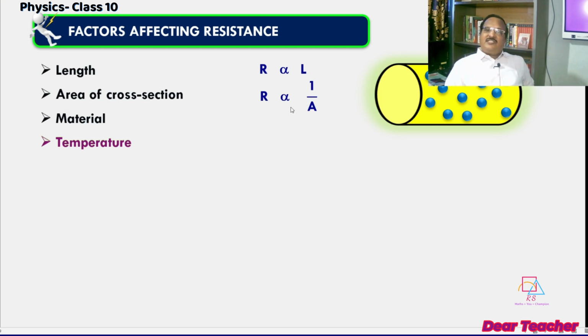Resistance is inversely proportional to area of cross section. Area of cross section means the thickness of the wire; sometimes we call it the area of cross section. If the thickness is more, resistance is less. If thickness is less, resistance is more. That implies the resistance of a conductor is inversely proportional to the area of cross section of the resistor.